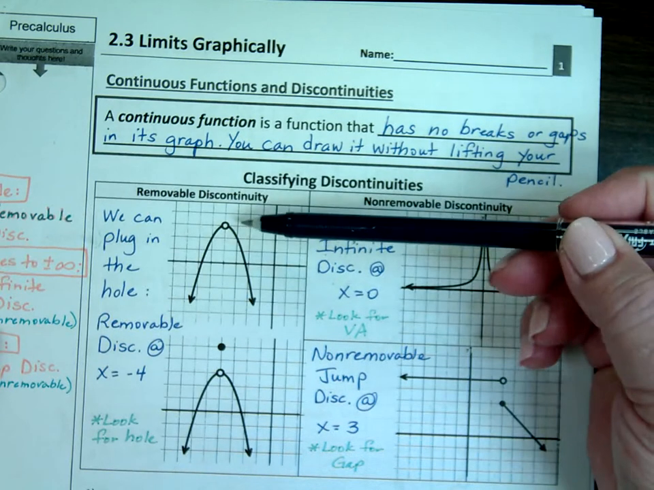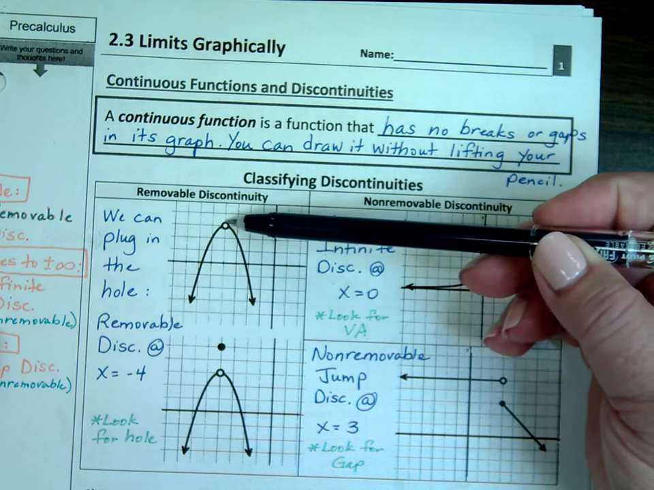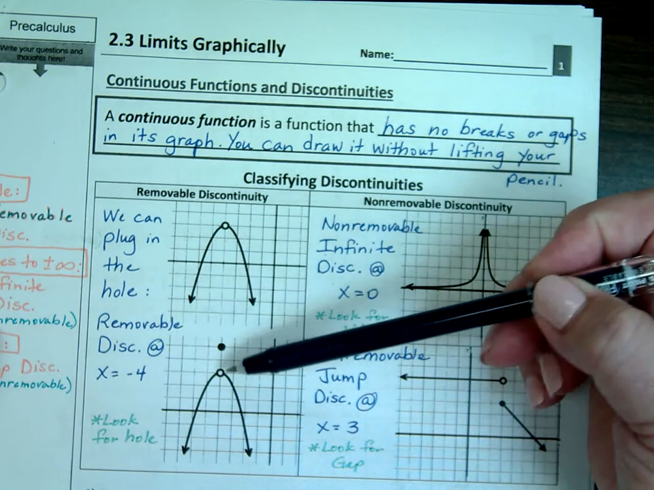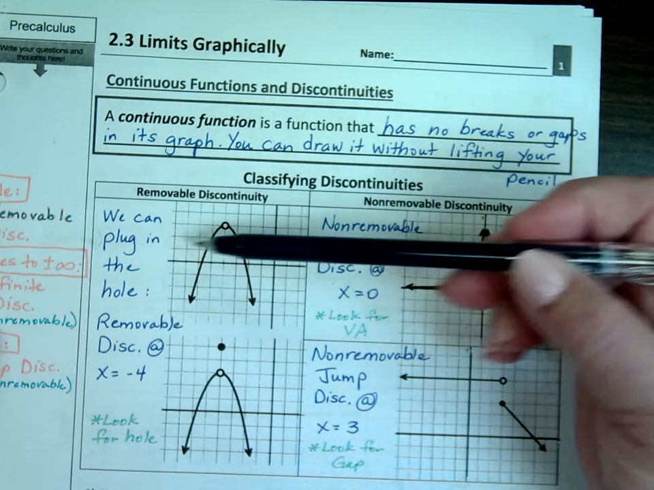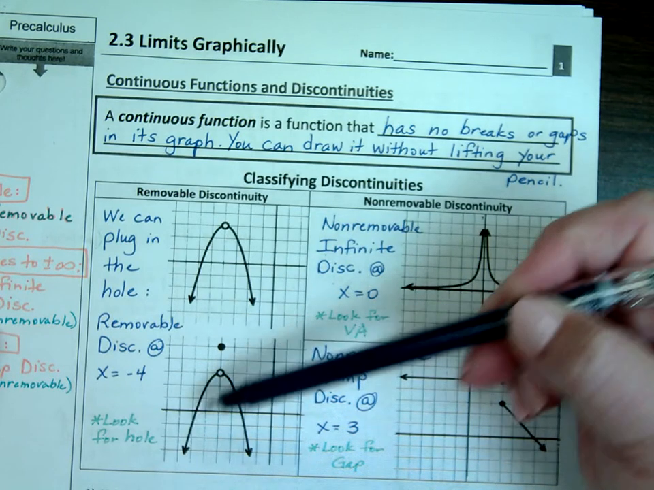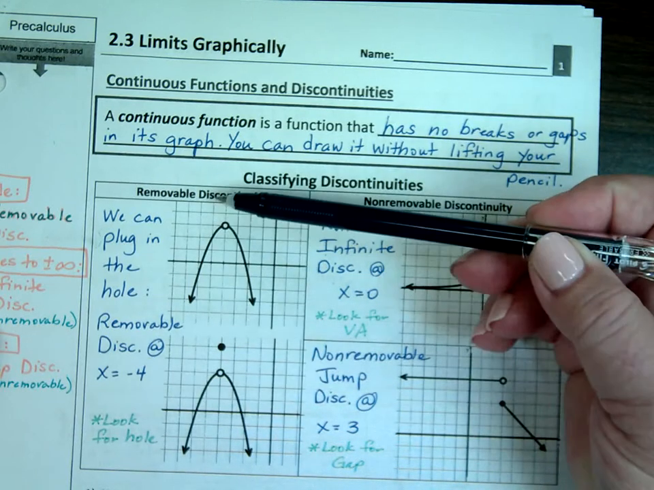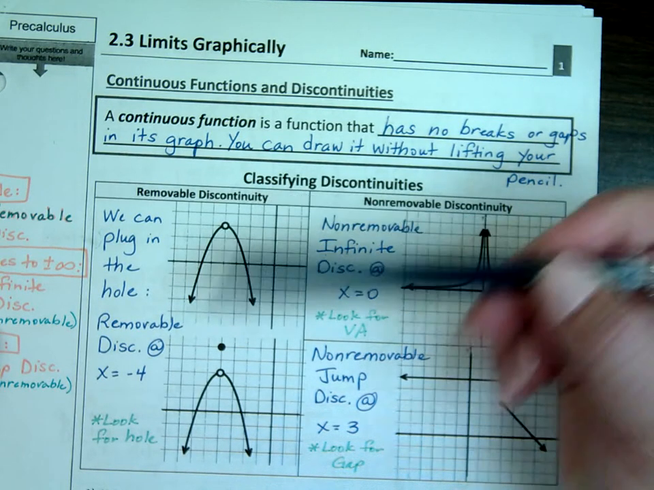The first one is removable, kind that you can remove. This is a picture of a hole, something that you can remove. It's a removable discontinuity because you can plug the hole. If you plug the hole, then you're able to keep moving and not lift up your pencil. So if you look at a removable discontinuity, you're looking for a hole.